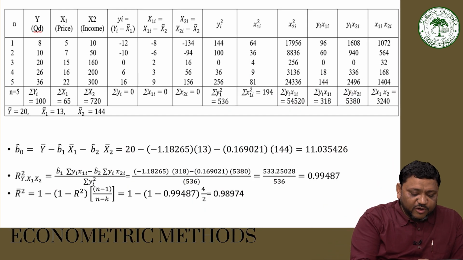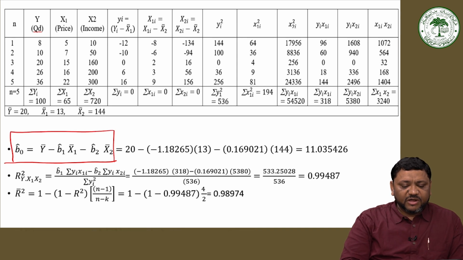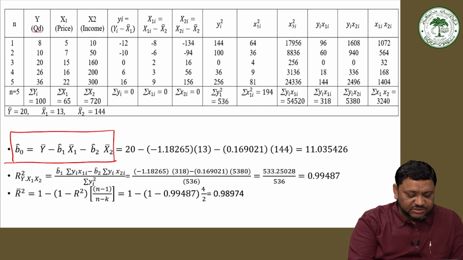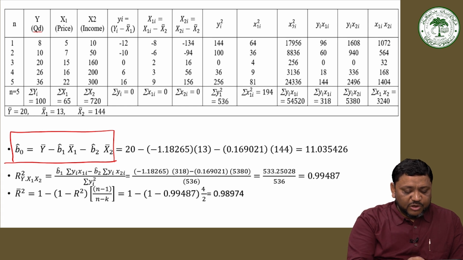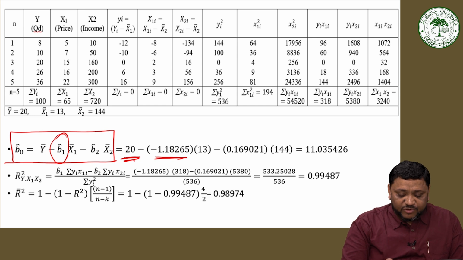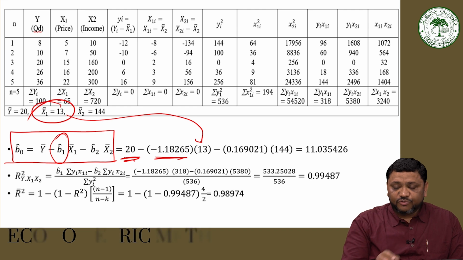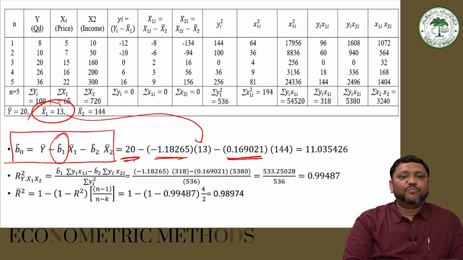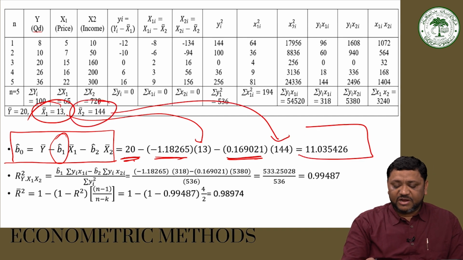Then the formula for beta naught. The formula for beta naught is similar, is y bar minus beta 1 hat x1 bar minus beta 2 hat x2 bar. So y bar is equal to minus 20. Now here we have beta 1, we have just now calculated minus 1.18 multiplied by x1 bar. X1 bar is equal to 13. Now beta 2 we have just now calculated 0.16 and x2 bar 144. So we get the value of beta naught.